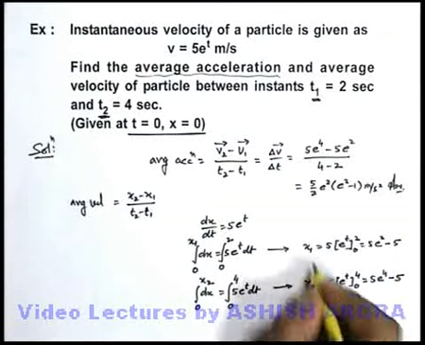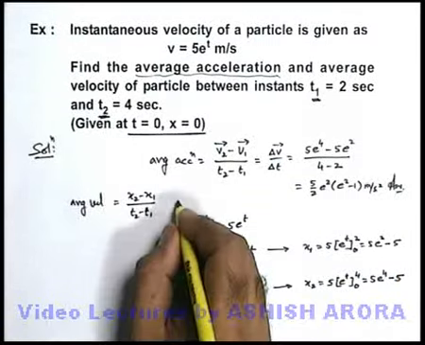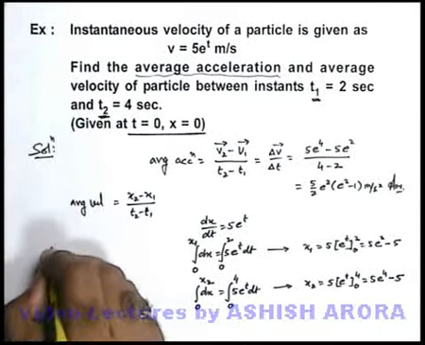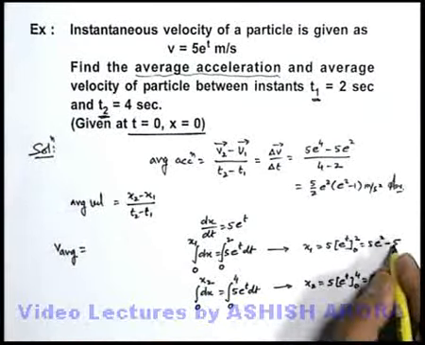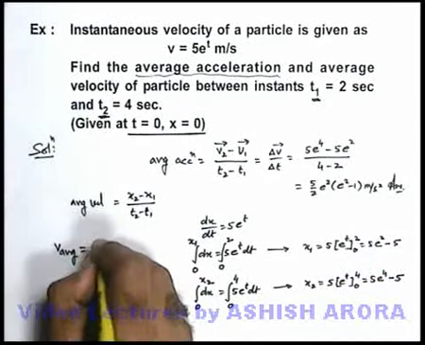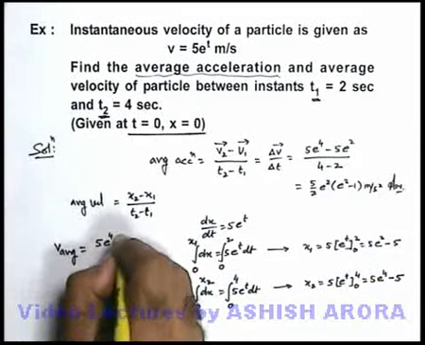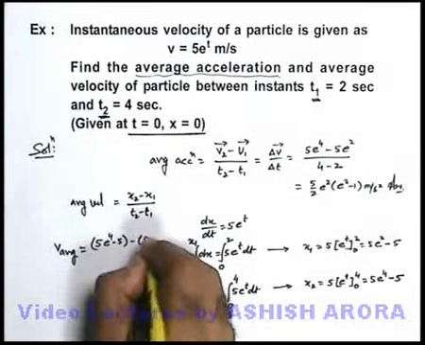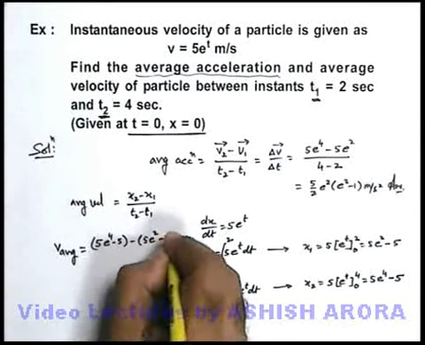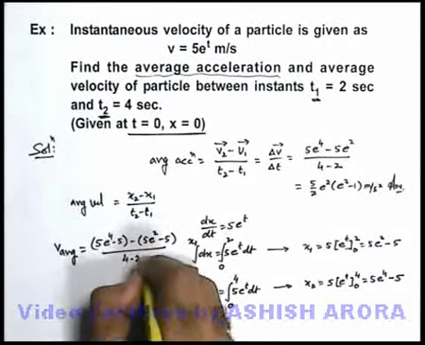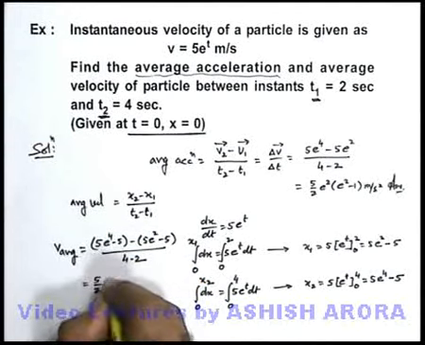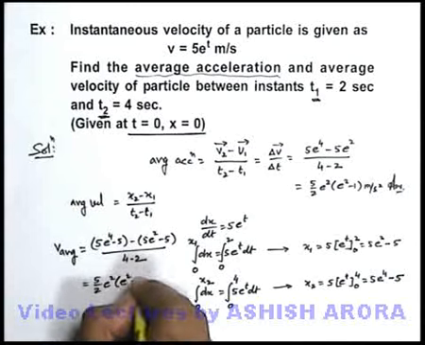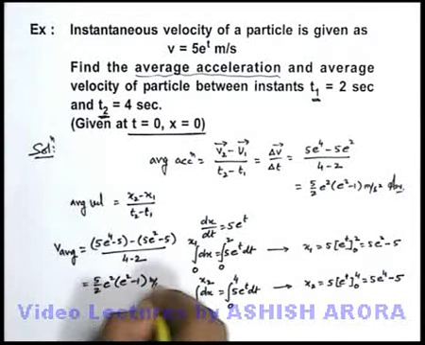So we substitute the values of x2 and x1 over here. You can see that average velocity can be given as, this minus 5 gets cancelled out. It will be again 5 e to the power 4 minus 5 minus 5 e square minus 5, divided by 4 minus 2. So in this situation the result will be 5 by 2 e square into e square minus 1 meters per second.